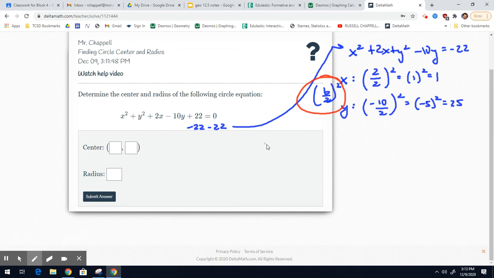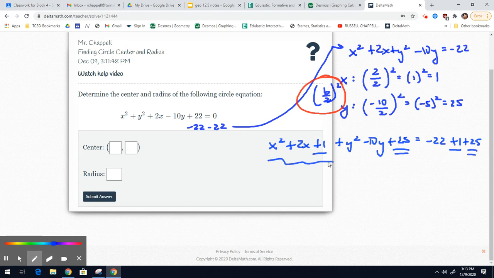So it's going to be x squared. So notice I come over here a little bit. X squared plus 2x plus 1 plus y squared minus 10y plus 25 equals negative 22 plus 1 plus 25. Again, the plus 1 plus 1, the plus 25 plus 25. So now we're going to factor these. So x squared plus 2x plus 1. So now it's going to be x plus and x plus because the 2 is positive. Factors of 1 that add to 2 are 1 and 1. So this is x plus 1 squared.